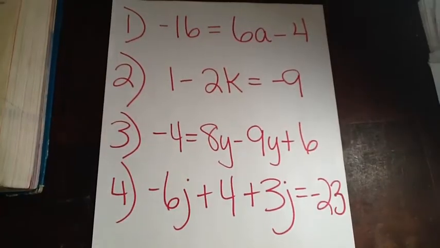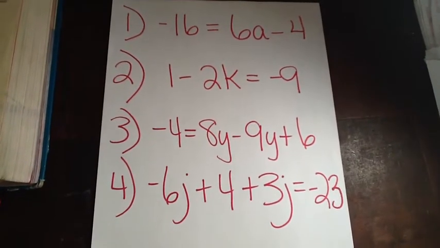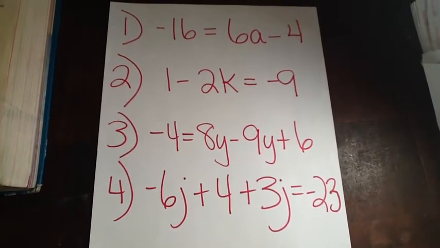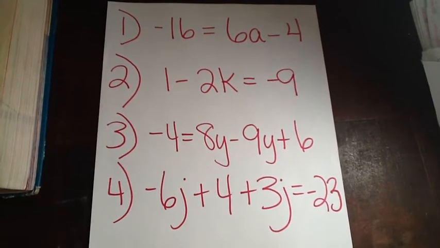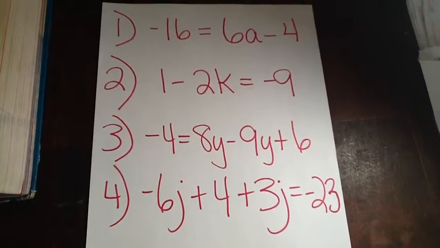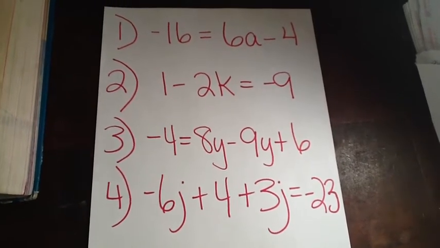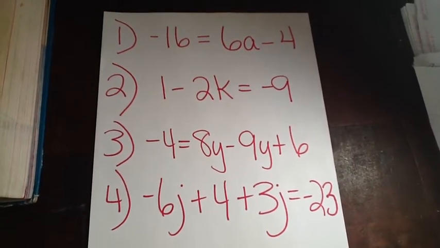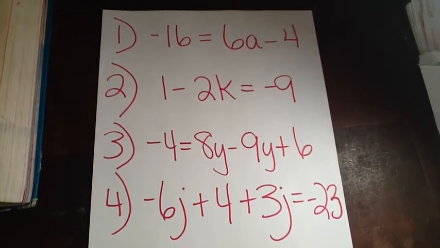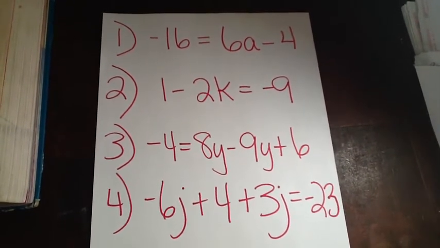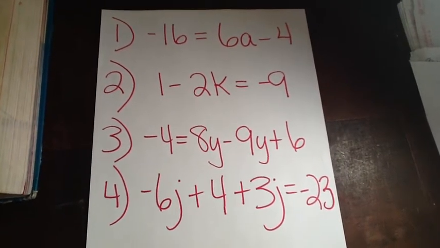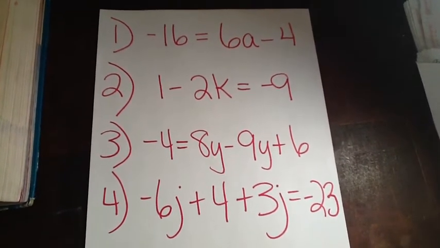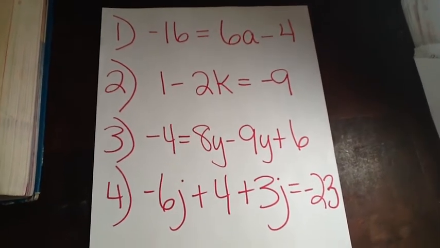4 problems to solve for me. The first one is negative 16 equals 6a minus 4. Number 2 is 1 minus 2k equals negative 9. Number 3 is negative 4 equals 8y minus 9y plus 6. And number 4 is negative 6j plus 4 plus 3j equals negative 23.